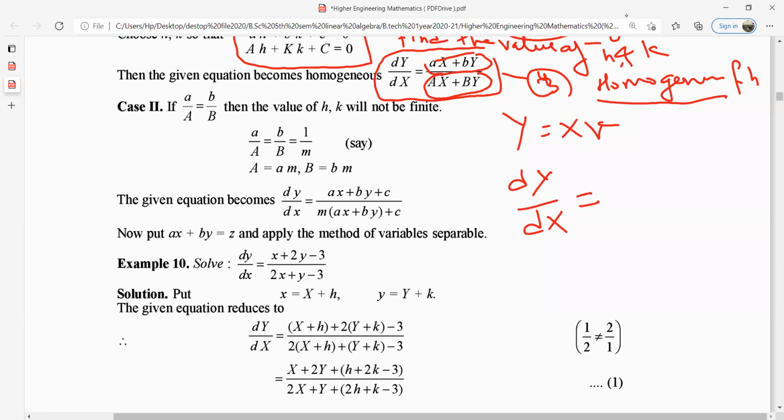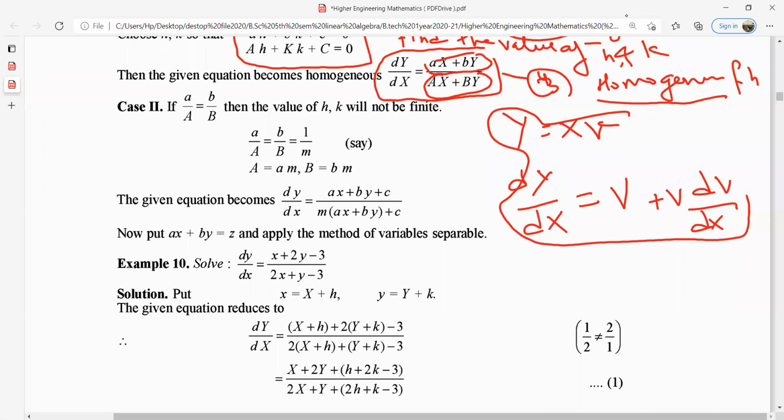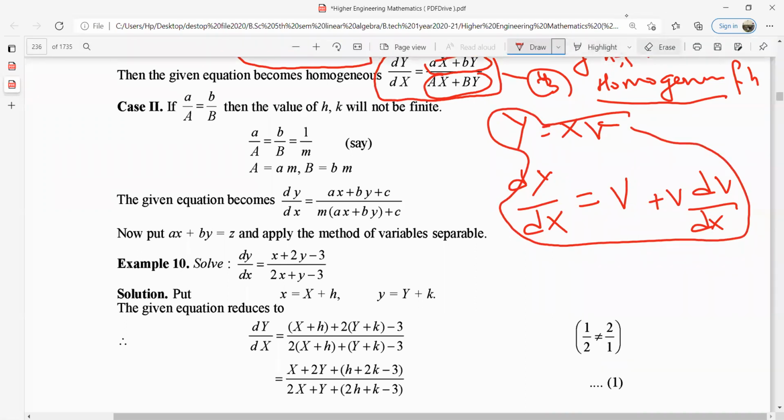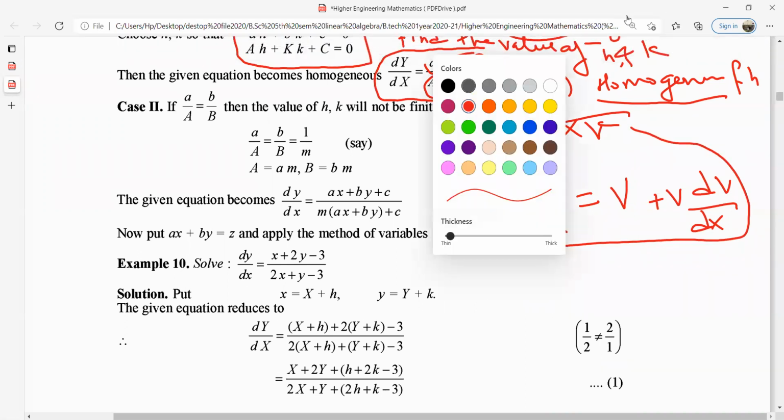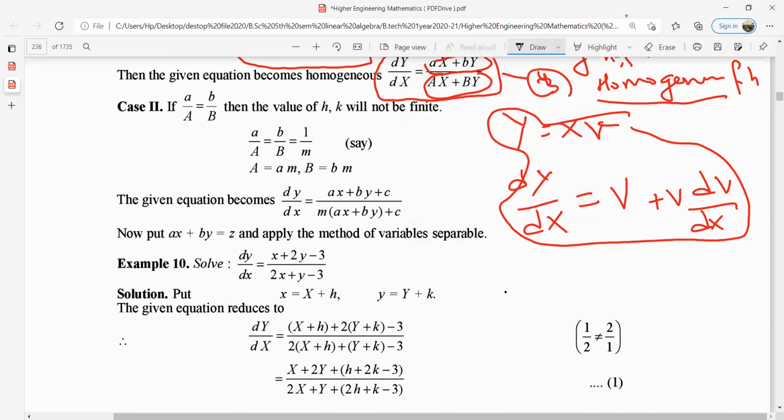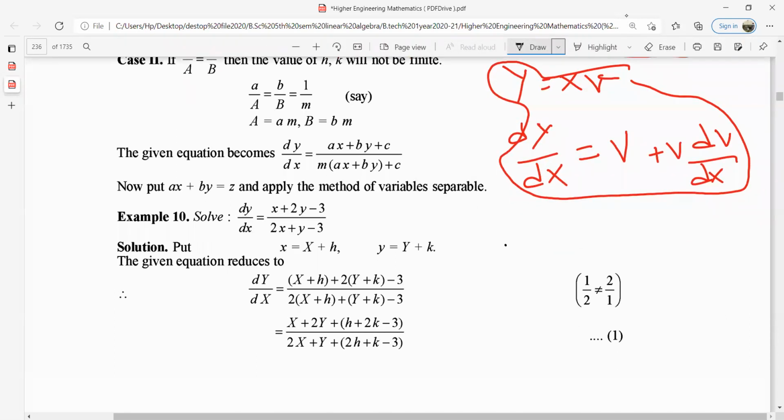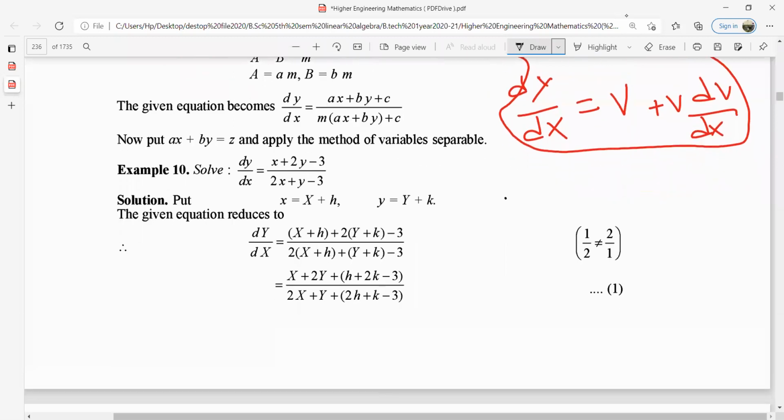Differentiate, capital V plus X capital dV by capital dX. These are the process of homogeneous differential equation. After that solve your differential equation and find the solution.